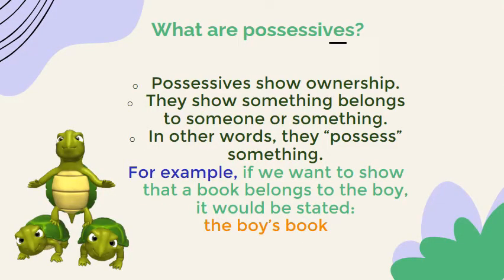First, what are possessives? Possessives show ownership. They show something belongs to someone or something else. They possess something. For example, if we want to show that a book belongs to the boy, we can say the boy's book. It means the book of the boy. Rather than saying the book of the boy, I can simply say the boy's book by adding apostrophe s. Let's find out more.